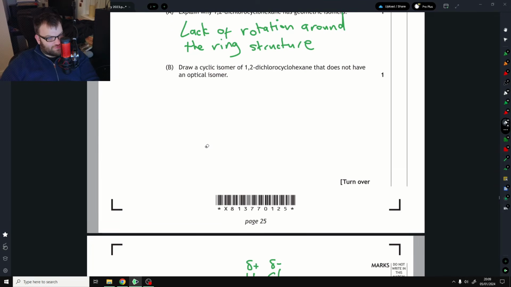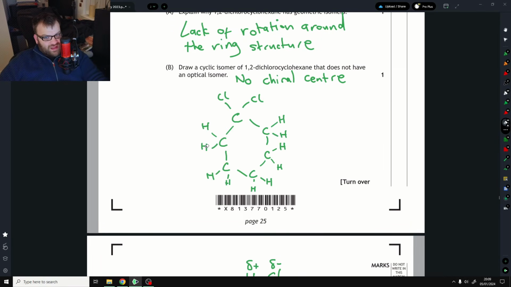It does not have an optical isomer. This means there is no chiral center. If we draw out our ring, if we put the same atom on each of the carbons, there is no carbon that has 4 different groups attached to it. Therefore, it does not have any chiral centers. Therefore, it will not be optically active, and there's no optical isomers.